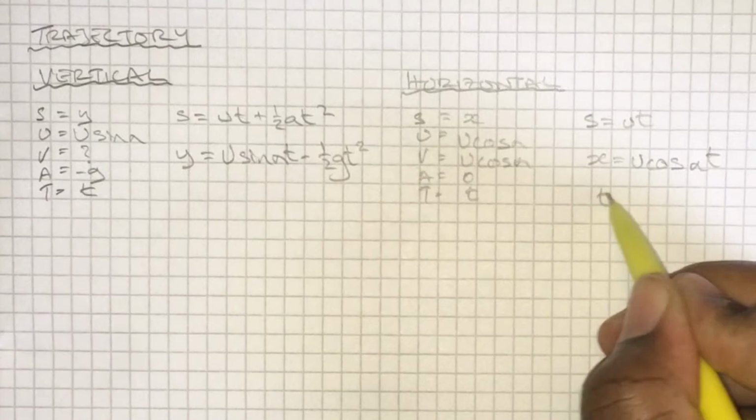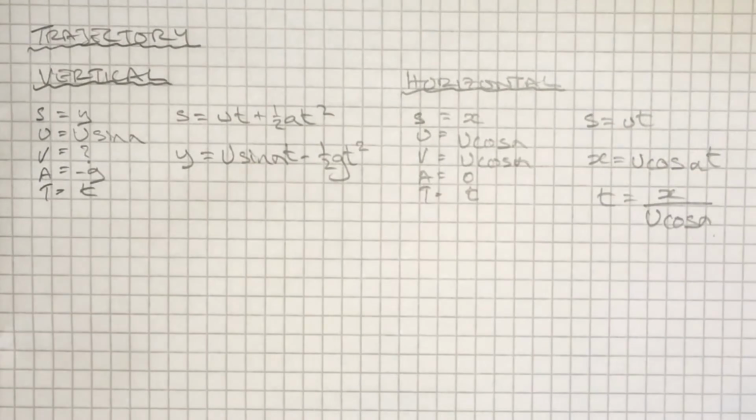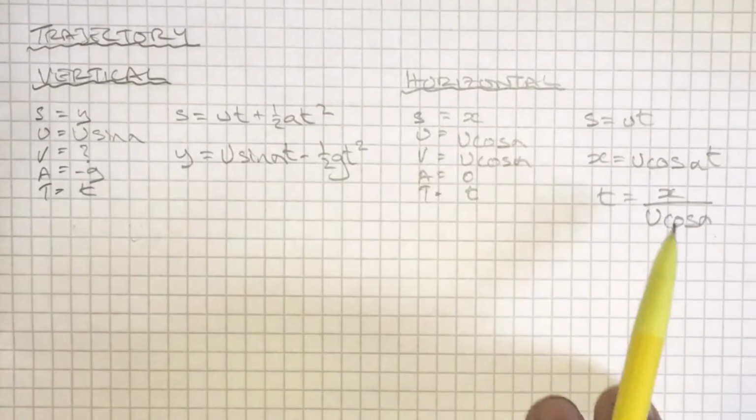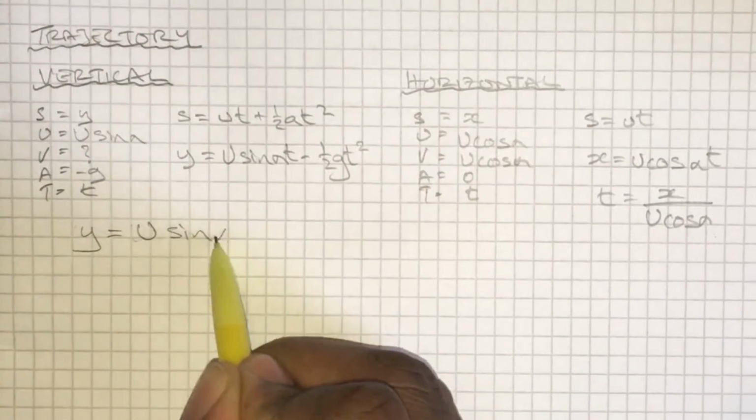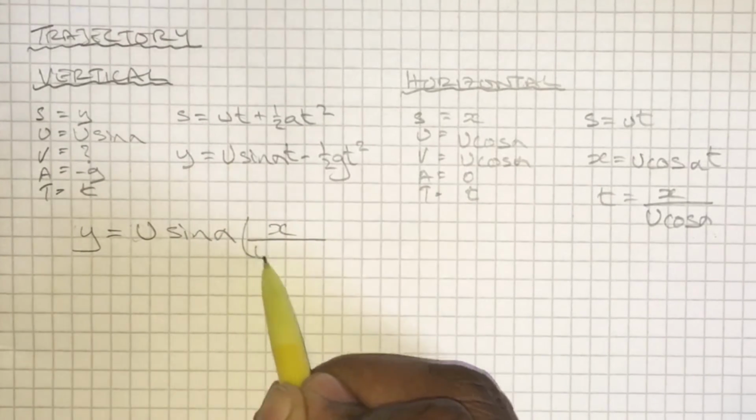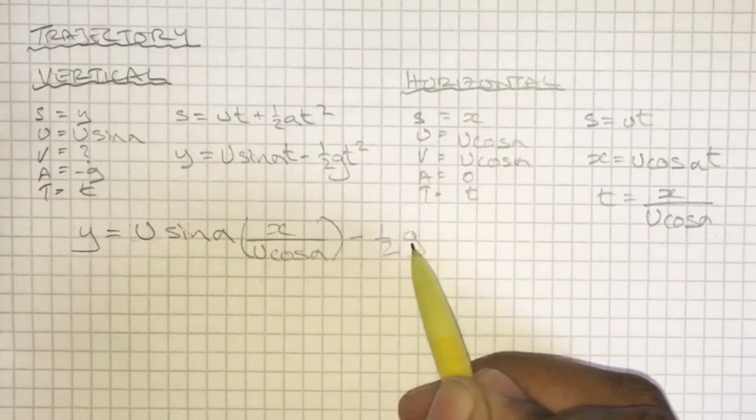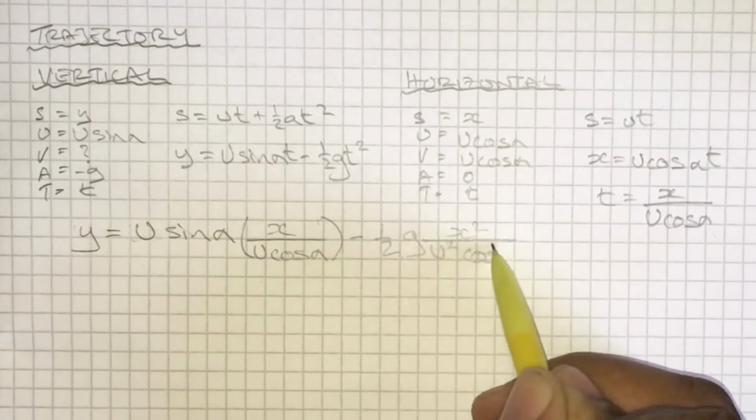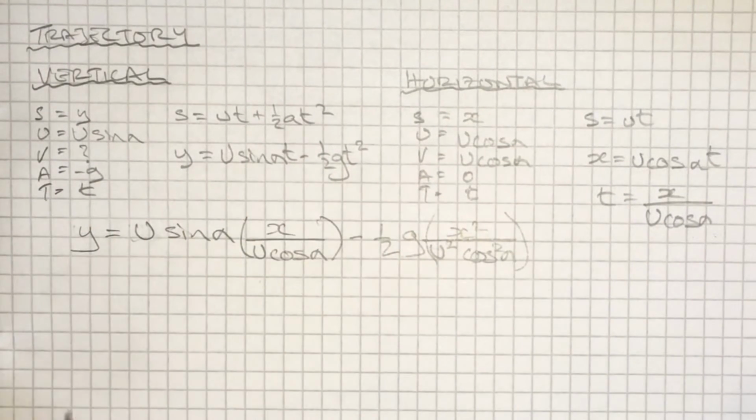And here I have 2 expressions, one for y, one for x, both in terms of t. This hopefully reminds you of parametric equations. If I rearrange x to make t the subject, I can then substitute that into the equation for y. So let's go ahead and do that. Here I get u sine alpha multiplied by x over u cosine alpha, subtract half g, x squared over u squared cosine squared alpha. Just be really careful with this.